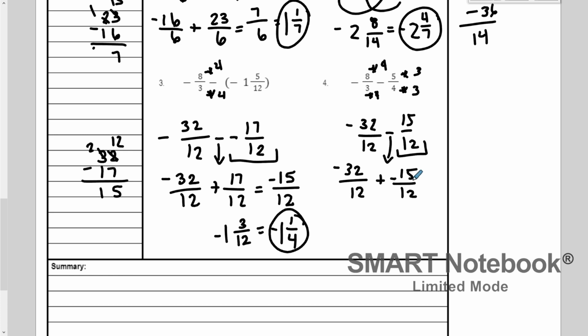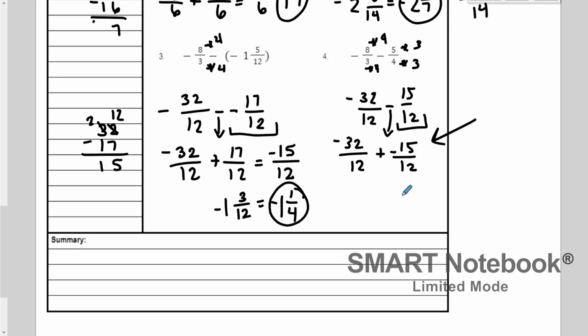From here, we relook at the problem. We are adding two negative numbers, so we just add them together, keep our answer as negative. Negative 32 plus 15 is negative 47/12. 12 can go into 47, and it's going to be a negative. 12 can go into 47 3 times. That would be 36. So if we took away 36 of these, we'd be left with 11.